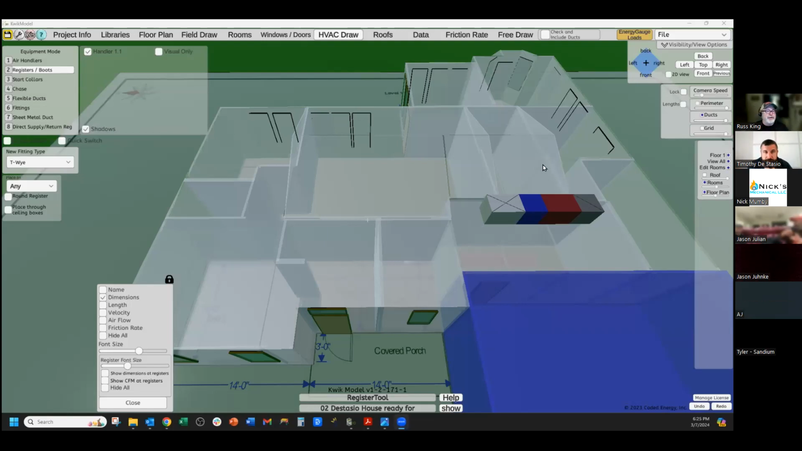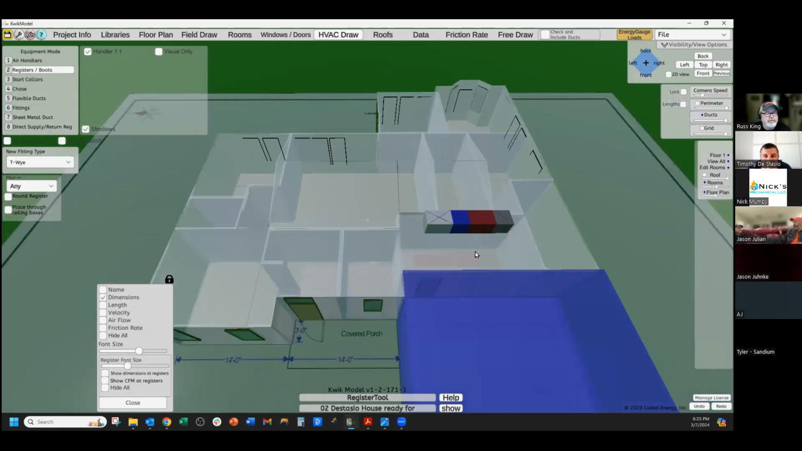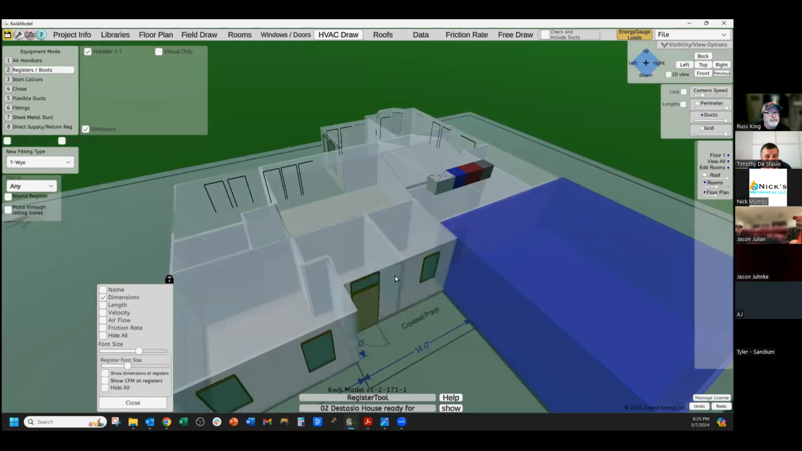Awesome. Thanks, Tim. All right. So in quick model for manual D, the first thing to do is just draw your ducts. And what I typically do is I place the air handler. You can move it around. You want to consider where your attic access is and where your platform is going to be and all that kind of stuff. And you notice there's a vaulted ceiling here, and you have to be careful with that kind of stuff.